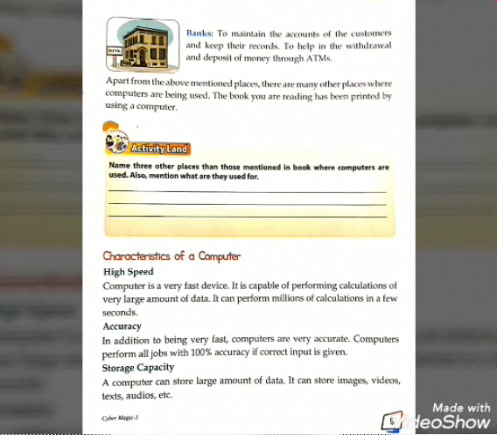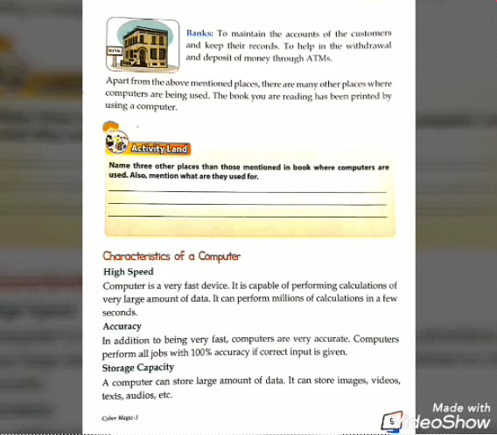Characteristics of a computer. Second one, accuracy. Accuracy means exact, correct. In addition to being very fast, computers are very accurate. Computers perform all jobs with 100% accuracy, if correct input is given. But only if correct input is given.